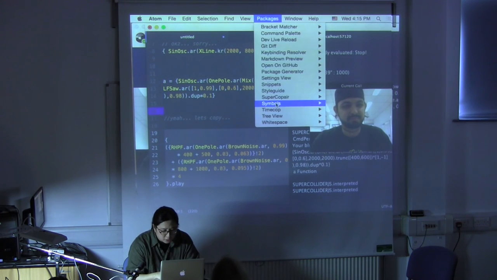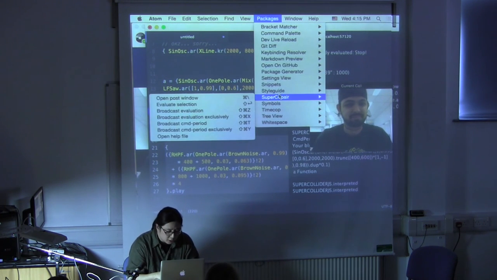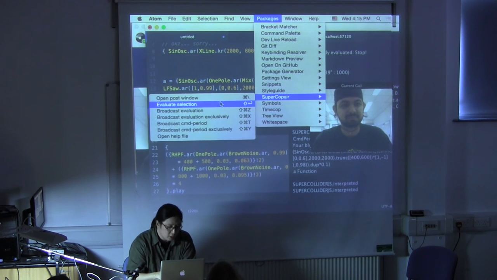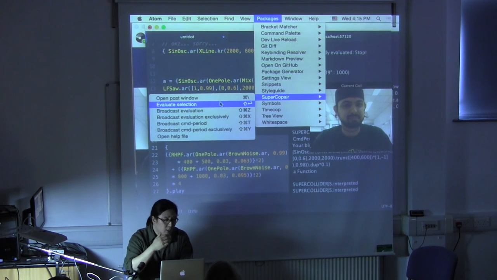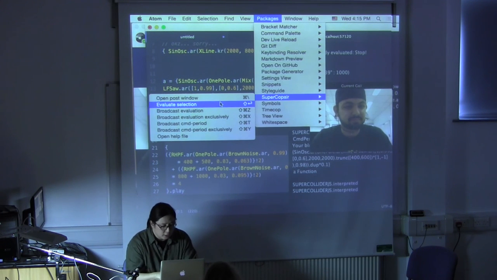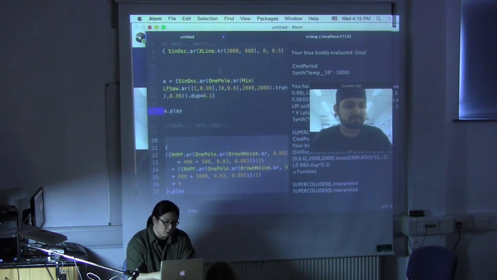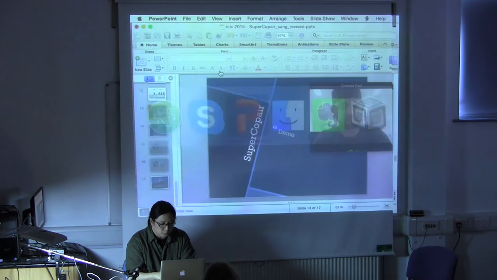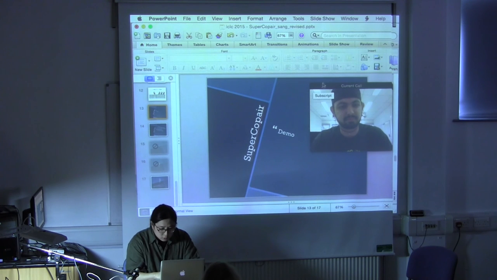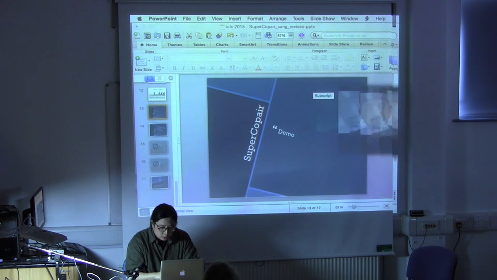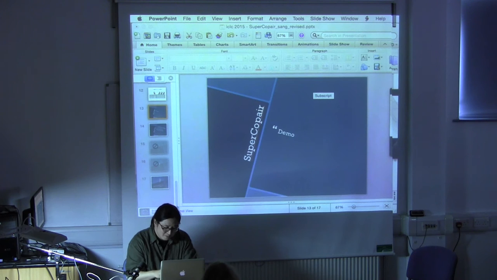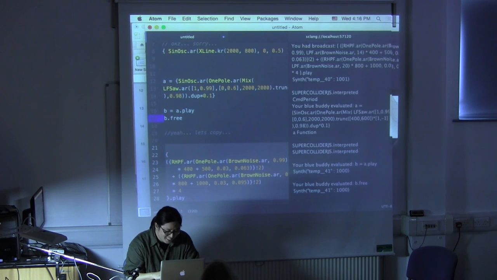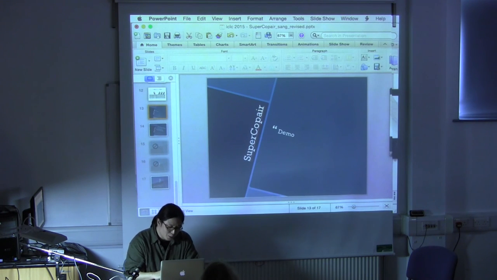I mean, so all the menus are hidden in this package menu, so you can evaluate section. You can broadcast your evaluation. You can broadcast your evaluation, excluding yourself, and so forth. So, or stop the sound locally, globally, or excluding yourself. So, let's get out of my way. Okay. Don't do it.